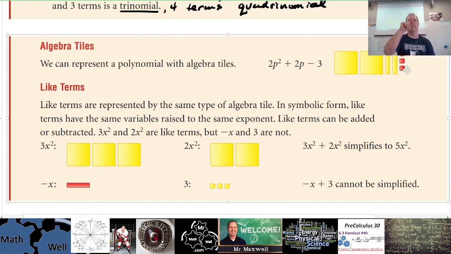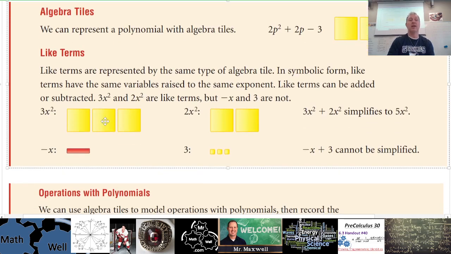So the white empty squares were positive and the shaded ones were negative. That's what we did in our notes. So like terms, anything with the same shape, those terms would be like, right? This exact same shape. Now they can be positive or negative, so a positive big square tile and a negative big square tile, those would still be like terms, right? And here's some examples here.